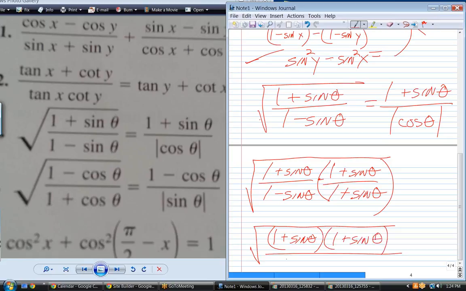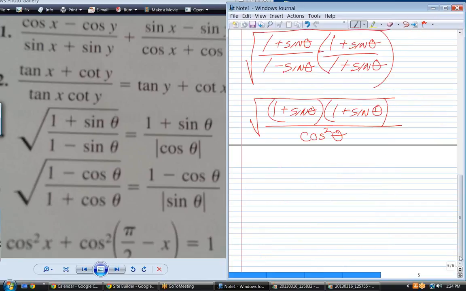The bottom becomes 1 minus 1 minus sine squared of theta, which becomes cosine squared of theta. Okay, well, I can separate this into numerator and denominator. So the numerator is going to be this. The denominator is going to be this.